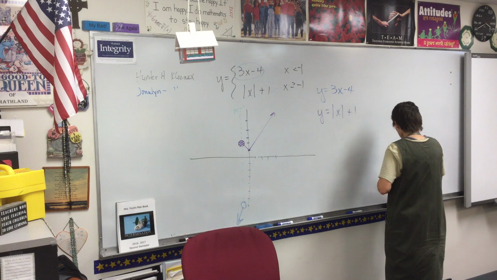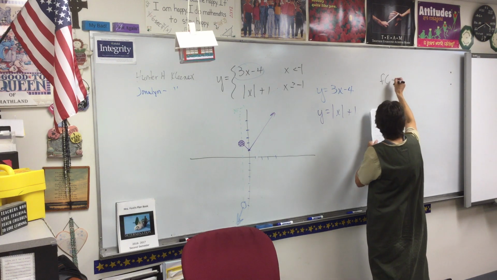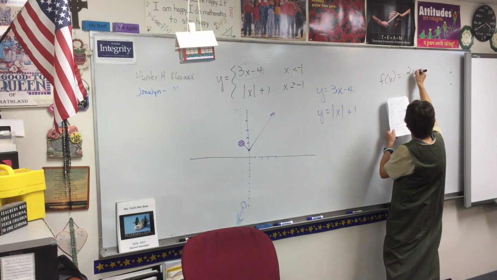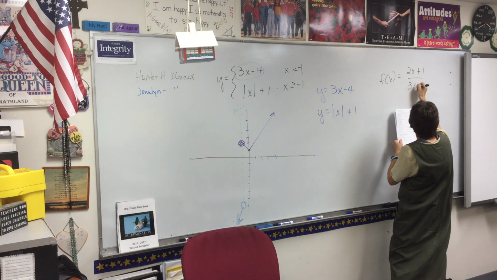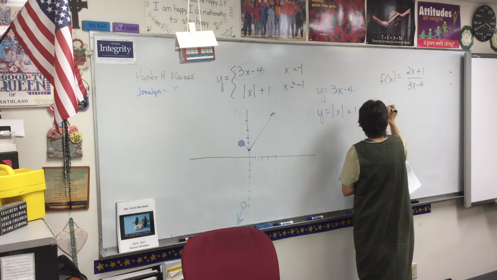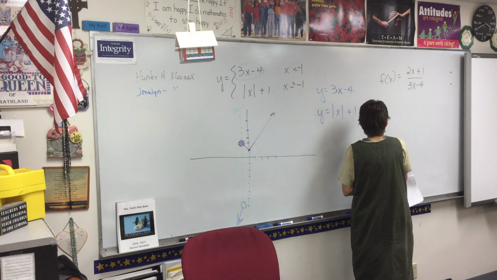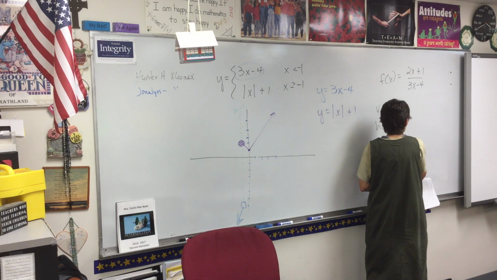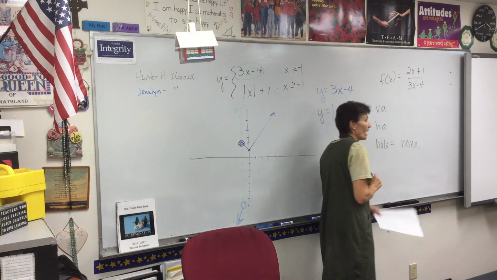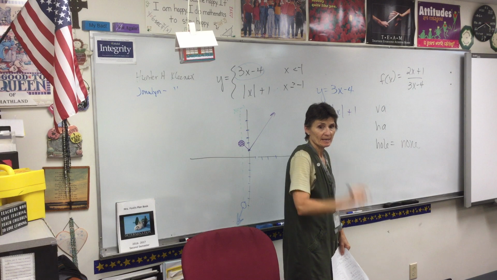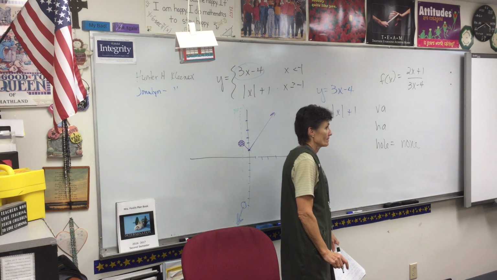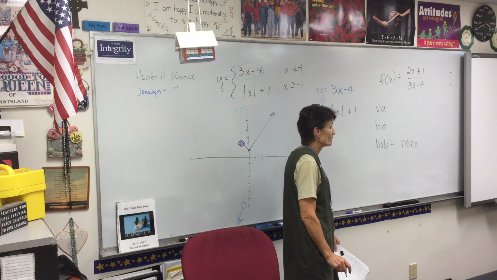This is the vertical, horizontal, and holes. Easy. First of all, there are no holes. How do I know? Nothing cancels. If you can't cancel, you're not going to have any holes, period.